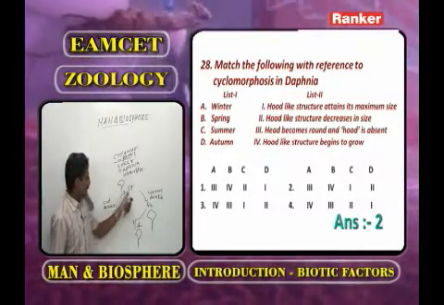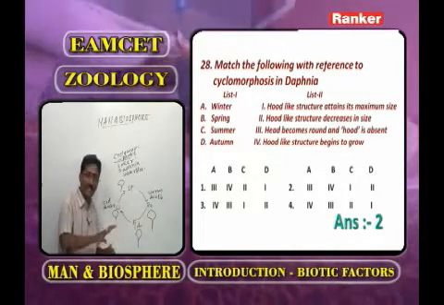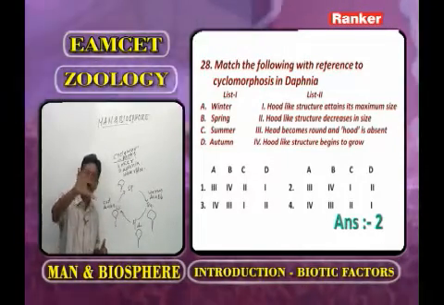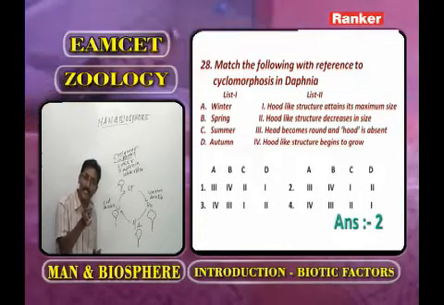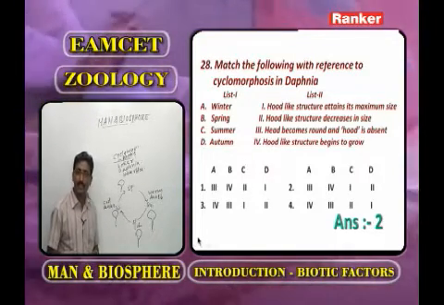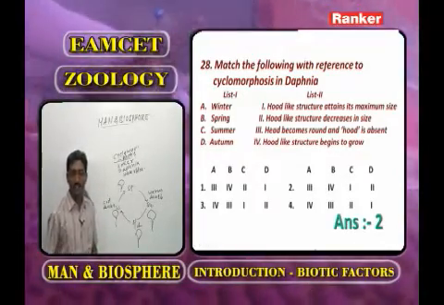Now here, as we observe the winter season, the head is round in shape. In the spring season, a small projection. In the summer season, that small projection becomes helmet-like. In the fall or autumn, again the size decreases. Based on this information, what is the correct answer? The second option. Now we go for the next question.